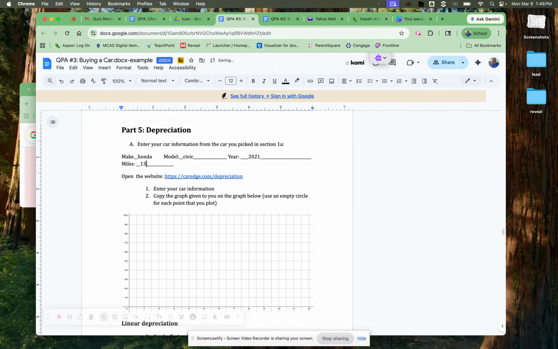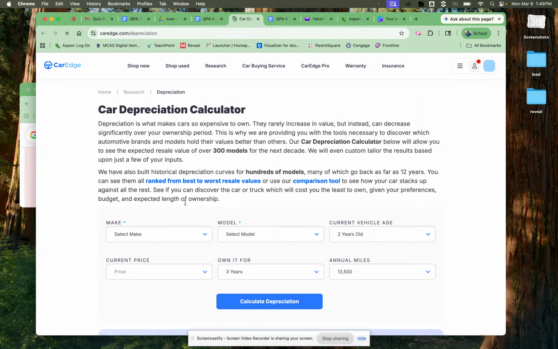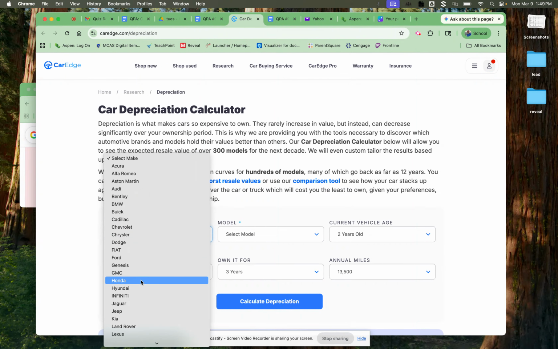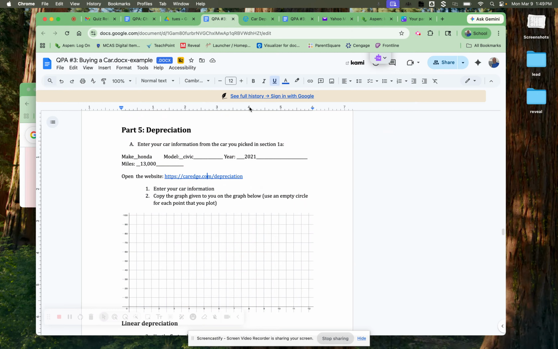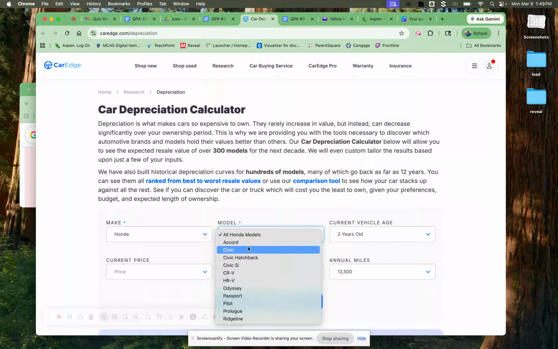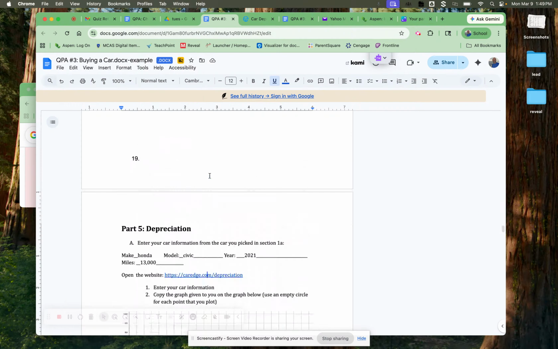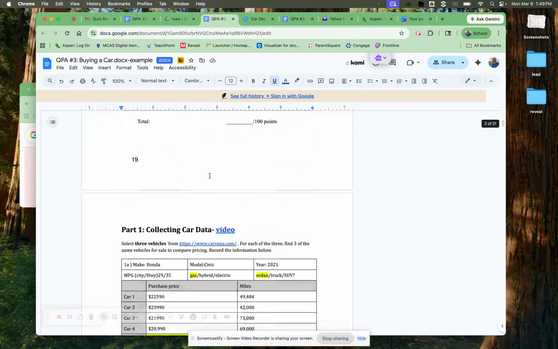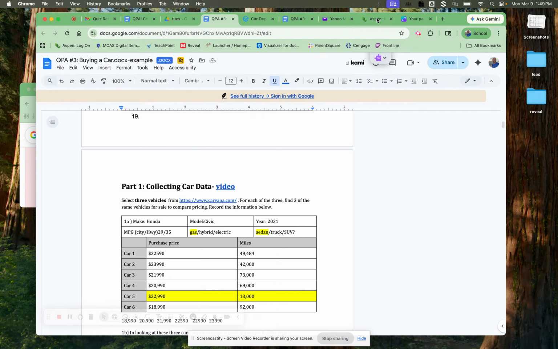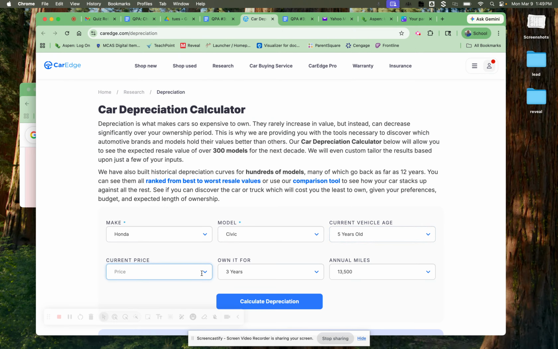All right, now that I remember what car I'm looking at, I'm going to open up this website. I picked the car I just looked at, Honda Civic. It's 2021, so it's going to be at least 5 years old. And the price that they gave me was $22,900.